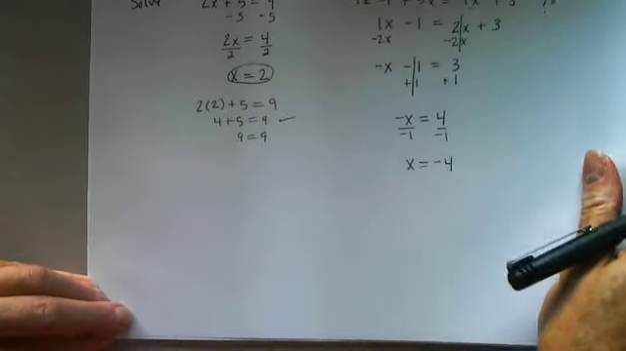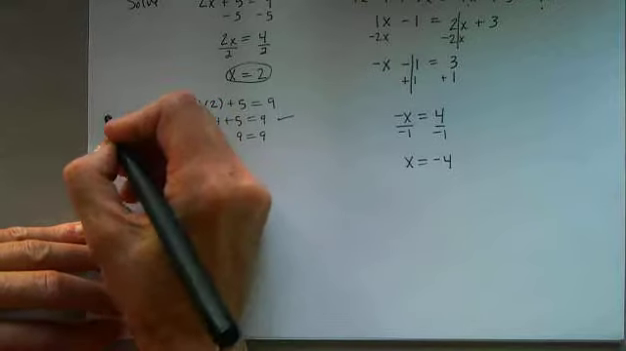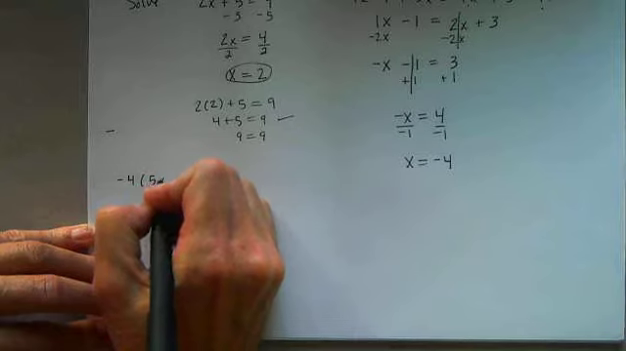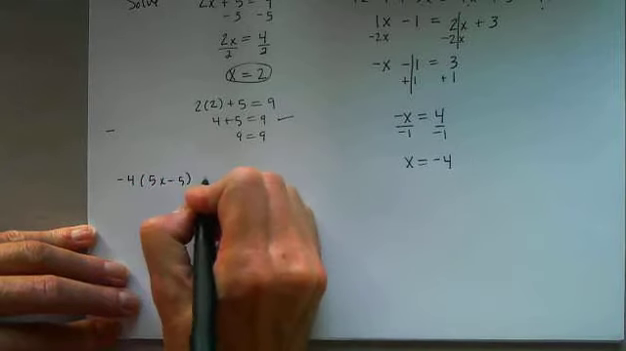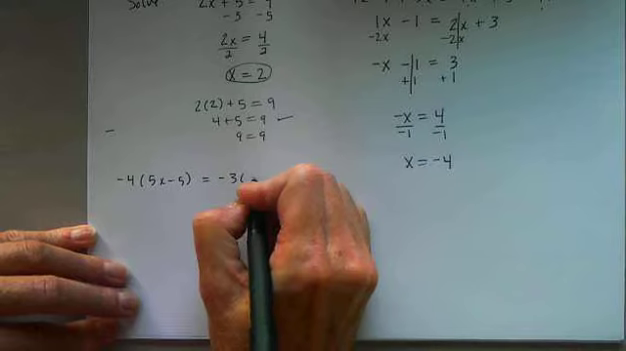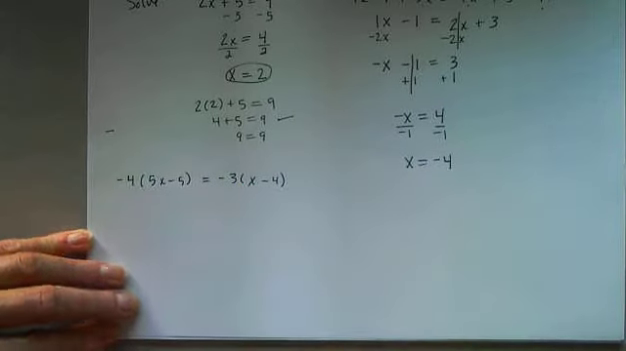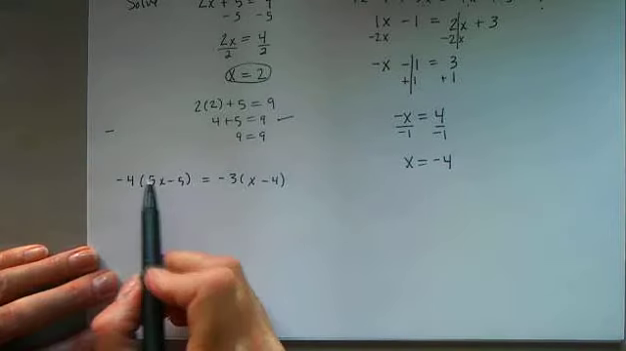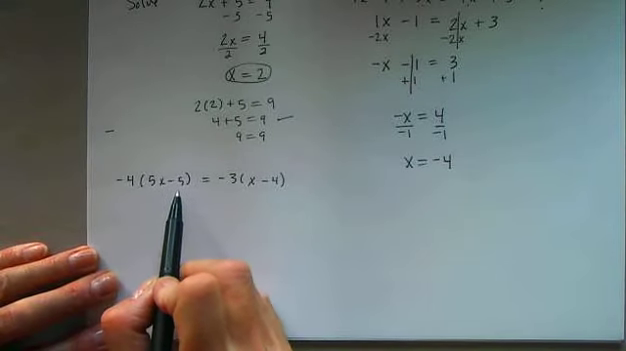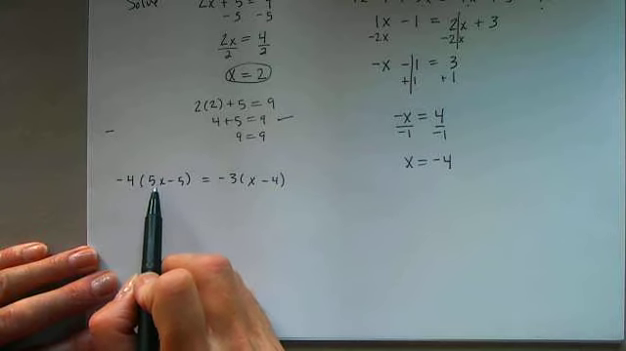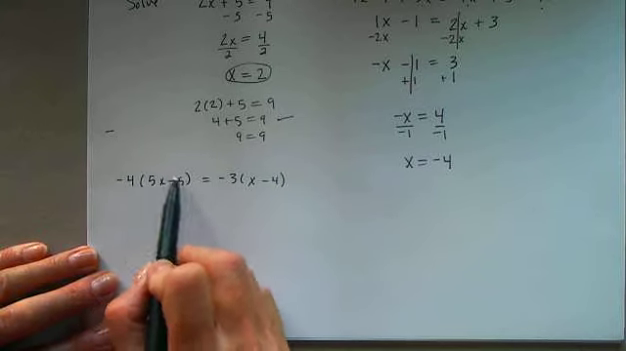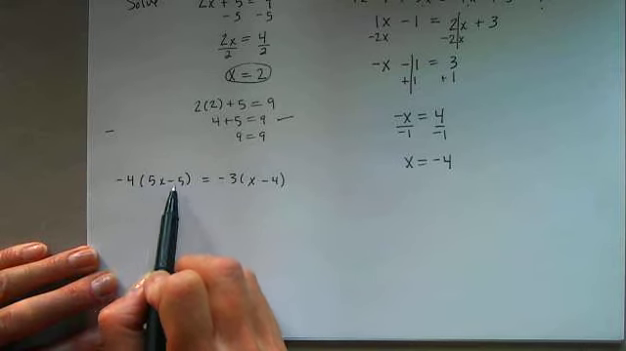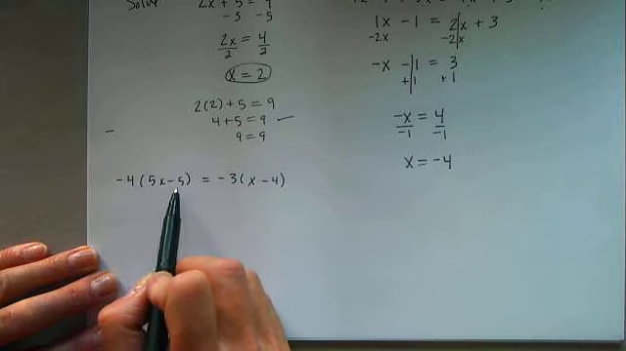Okay, let's go to another problem. How about this one? Negative 4 times 5x minus 5 equals negative 3 times x minus 4. Now, this is the first time we've seen these parentheses in the problem. And since we know that parentheses mean you do this first, but I can't, because I can't combine 5x and subtract 5 because they are not like terms. So we can't combine them.